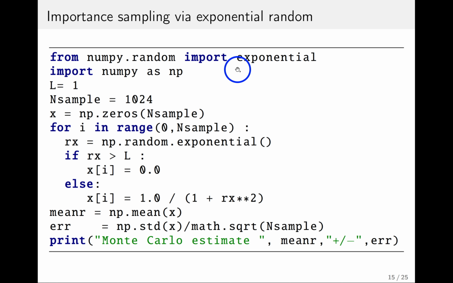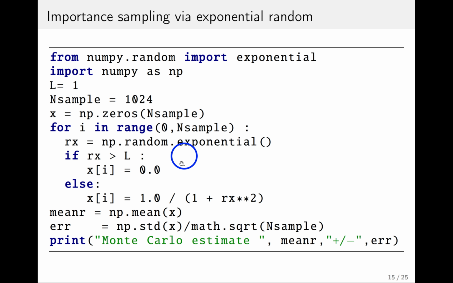So we've already seen how to do Monte Carlo integration with random numbers between 0 and 1. So let's do it with the exponentials, integrating the region between 0 and 1. We loop over the number of samples, so x is a vector with n sample entries. We generate a random number from the exponential distribution. That's what this line here does.